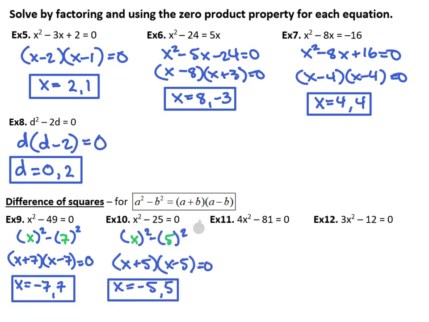All right, you should have come up with positive 5 and negative 5. The factors were x plus 5 and x minus 5, and our values of a and b were x and 5. Okay, this also applies for examples like 11.